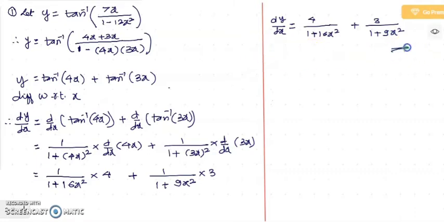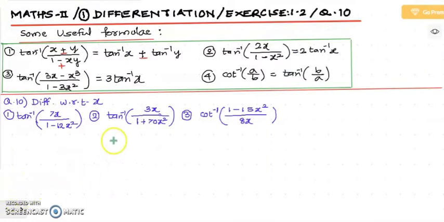So that's it. This question is over. Let us see the next question. The second question is tan inverse of 3x upon 1 plus 70x square.